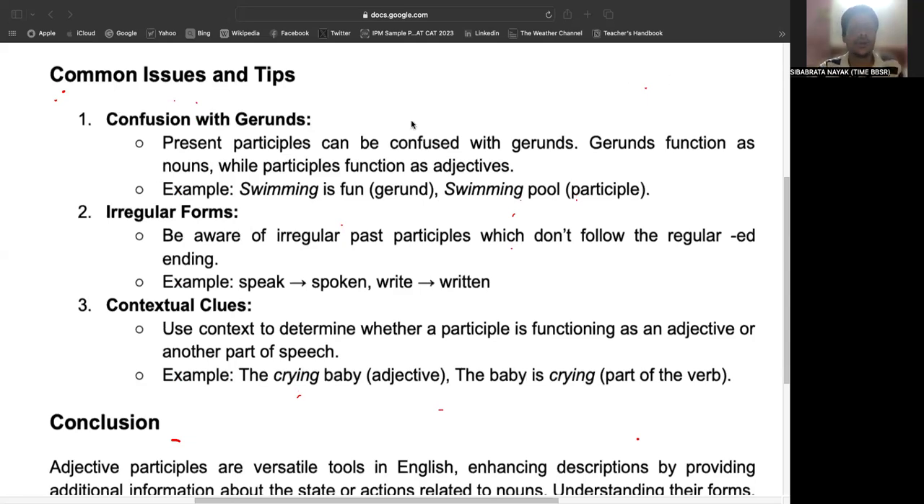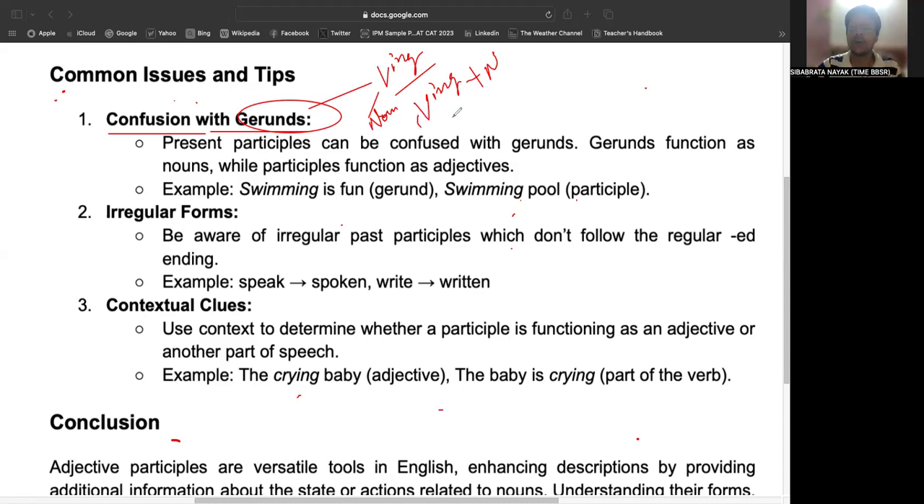Let's see that. It is stated: common issues and tips. And when I talk about common issues and tips, what can I find out? Now, confusion with the gerunds, right? And confusion with gerunds means what? We find confusion when we talk about gerunds and adjective participles, because a gerund is also known as a verb with ing form, right? And an adjective participle is also a verb with ing form, but plus noun. Whereas a verb with ing itself is only known as a noun. Am I clear?